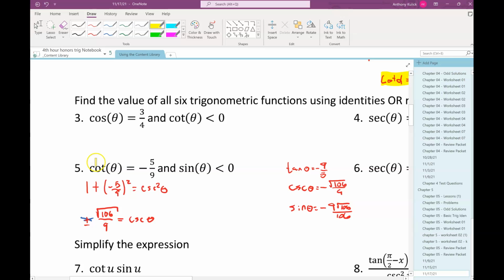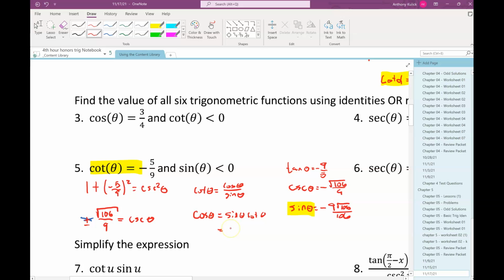So let's just say, for example, I want to find cosine. Since I have cotangent and I have sine, actually, let's use tangent. That'll make life a little bit easier, maybe. Oh, no, it won't. I want to use cotangent. So I know that cotangent is cosine over sine. So if I multiply both sides by sine, I get that cosine is sine theta times cotangent theta.